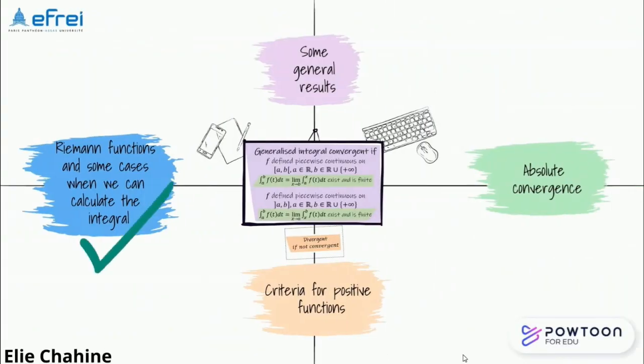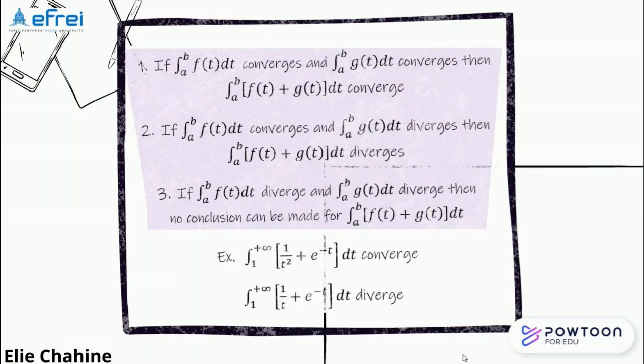Let's now give some general results. First, the sum of two convergent integrals on a, b is a convergent integral, and its limit is equal to the sum of the limits, while the sum of a divergent integral and a convergent one on a, b is divergent. Finally, the sum of two divergent integrals can be either convergent or divergent, so no conclusion can be made in this case.